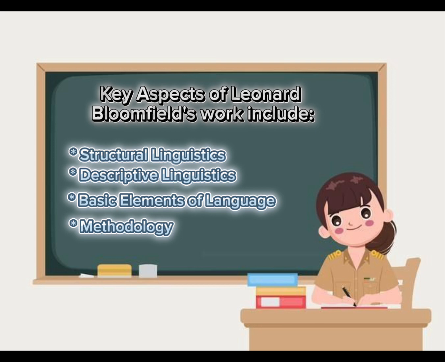Bloomfield advocated for a structural approach to linguistics, emphasizing the analysis of language based on its observable structures and elements such as phonemes, morphemes, and syntax. Number 2, descriptive linguistics. He promoted descriptive linguistics, which involves the detailed and systematic description of language without making value judgments about them. Number 3.